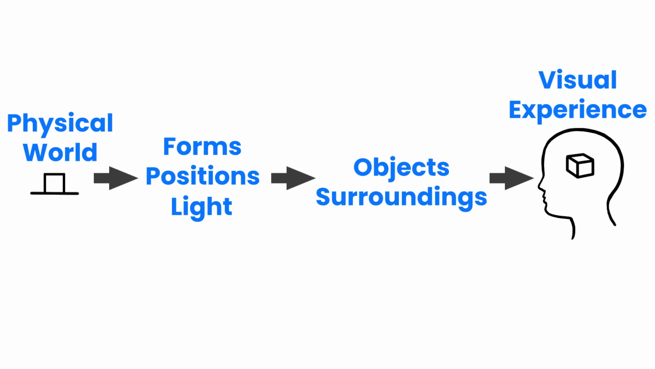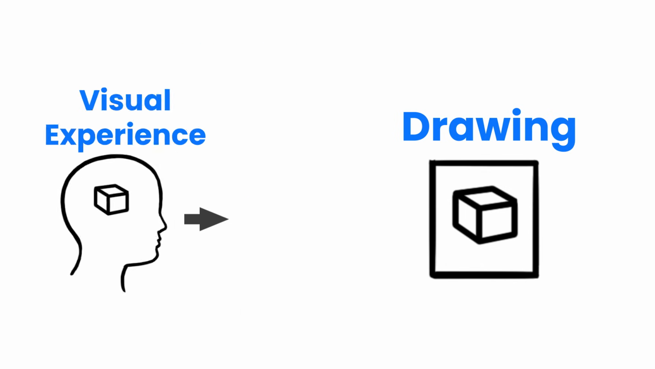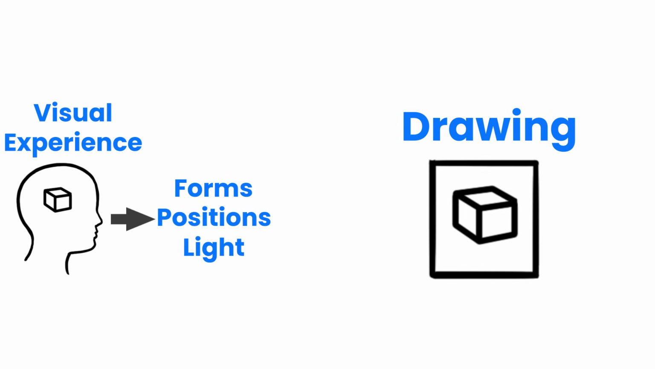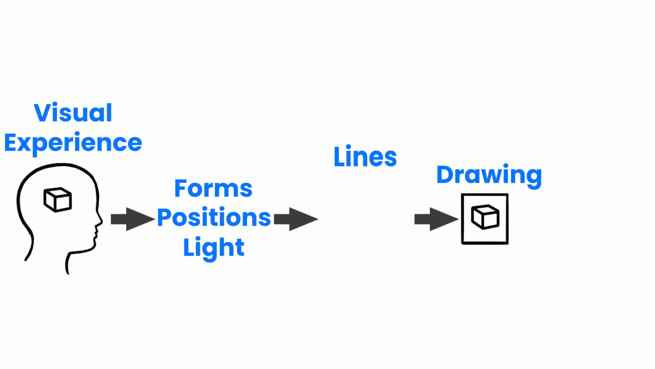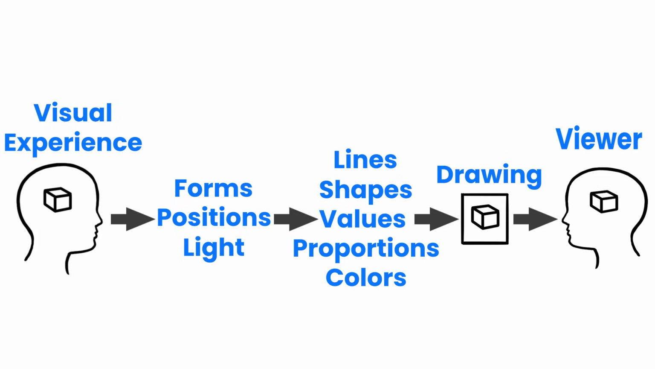Because we see through light reaching our eyes, the brightness and darkness of a surface also reveals its form and position in space. When we draw from life, we're describing that visual experience using the visual elements of our drawing. If we can accurately translate our subject's forms, surfaces, and the position of those forms in space into lines, shapes, values, proportions, and colors, then the drawing will look like the subject. In other words, it'll capture the experience of seeing it in a way that's clear to the viewer.